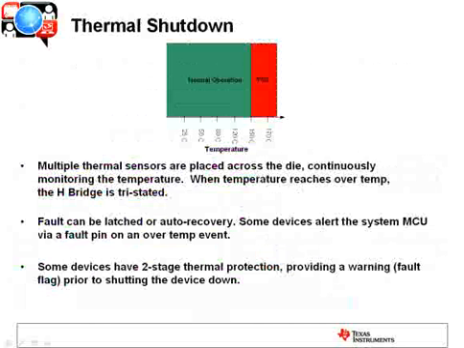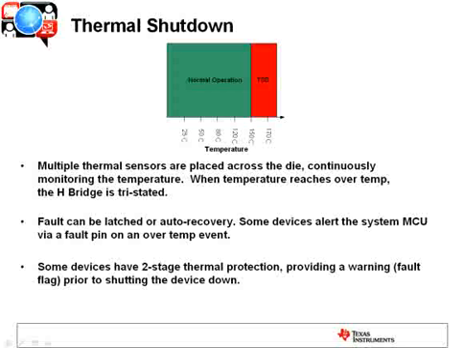Okay, so thermal shutdown. Typically, multiple sensors are placed in the power FET to continuously monitor the temperature of the die. And when the die hits a preset temperature, and it's somewhat dependent upon the process and the design that the device was built in, it's going to trip, it's going to shut down and self-protect. And that typically tri-states those H bridges. Now that fault can be, once again, latched or auto recovery.